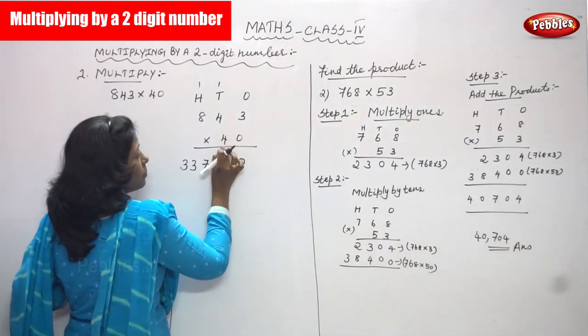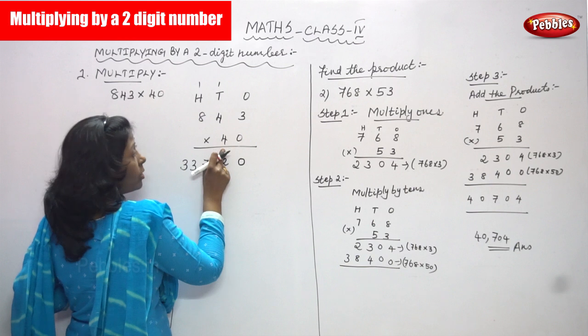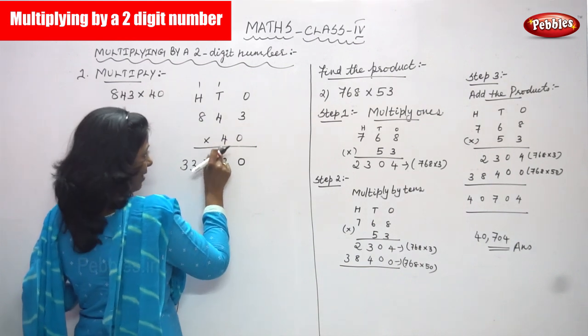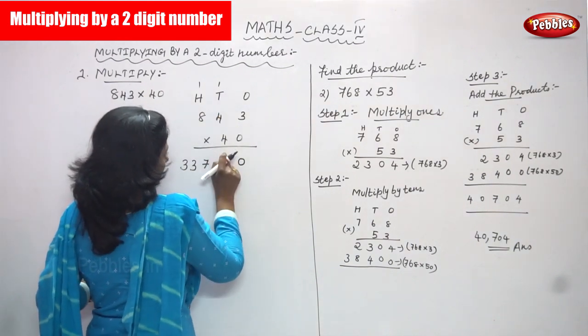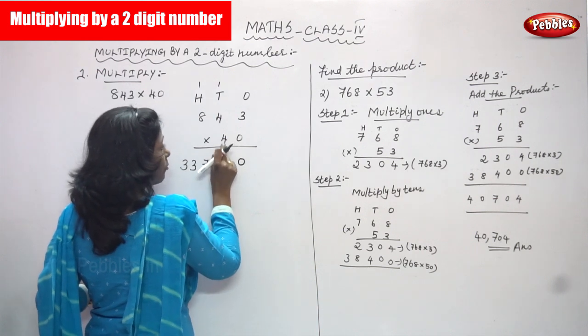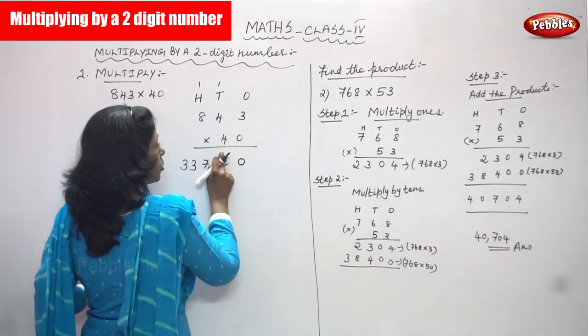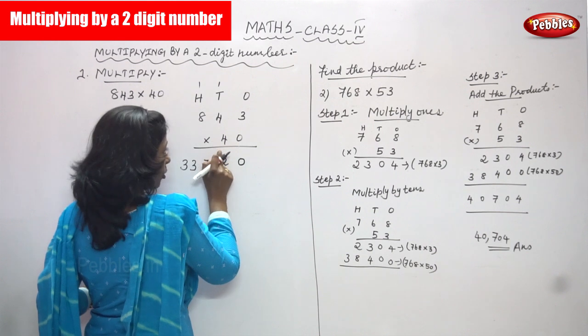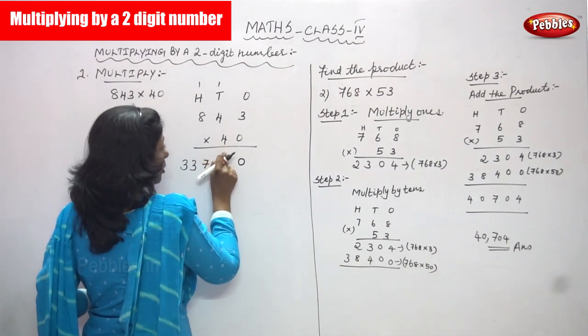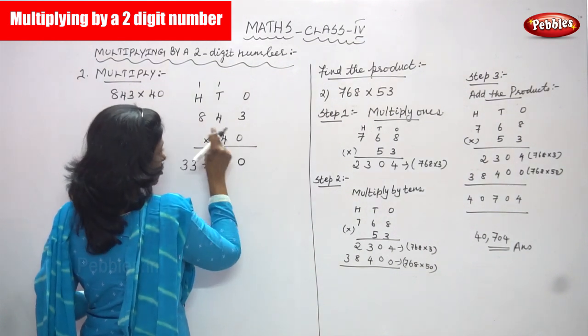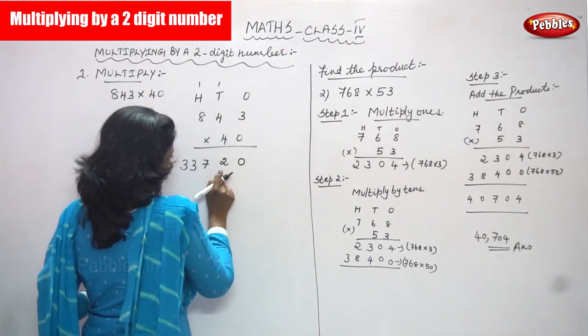After that, I am going to multiply by what? 4. So 4 is in the tens place value. So what is the number in the tens place value? 4. I am going to multiply 4 with 843. So 4 into 3, 12, 2.